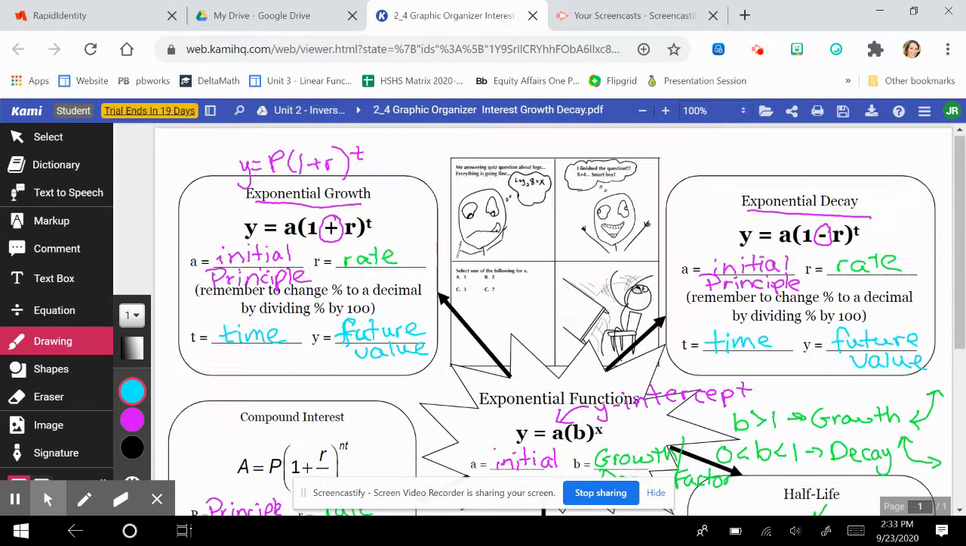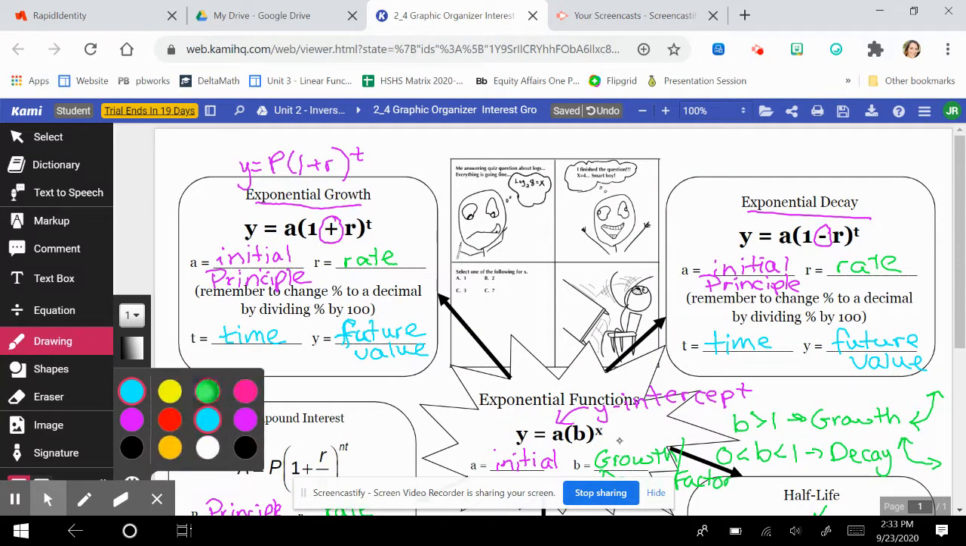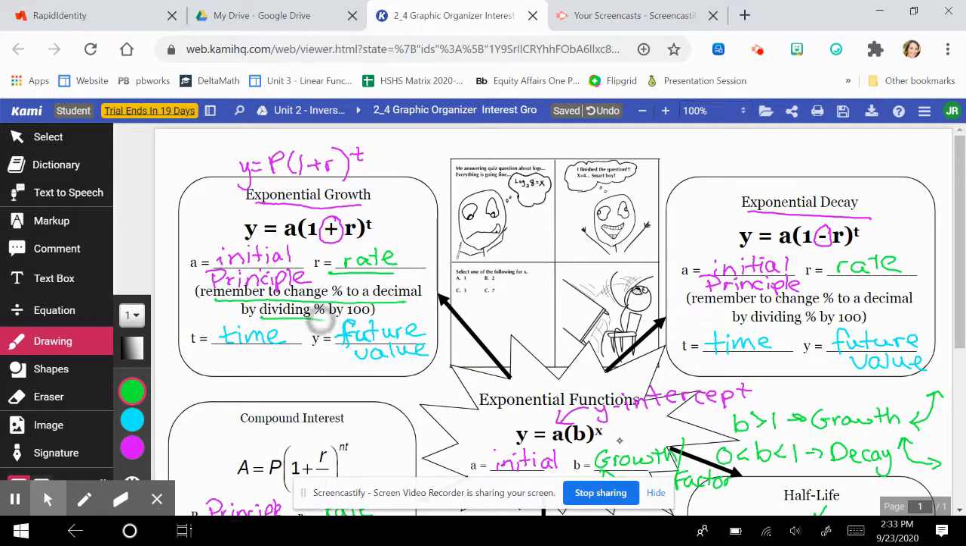Okay, so let's go back and now talk about some of these. So important things that I want you to pay attention to is your rate has to be changed to a decimal. If I tell you that something is growing at 12%, 12% means out of 100. So as a decimal, that's 0.12. If I tell you your rate is 5%, then that's 5 out of 100, so 0.05. Make sure you always divide by 100, or some of you remember the trick of moving the decimal 2 to the left. That's very, very important.